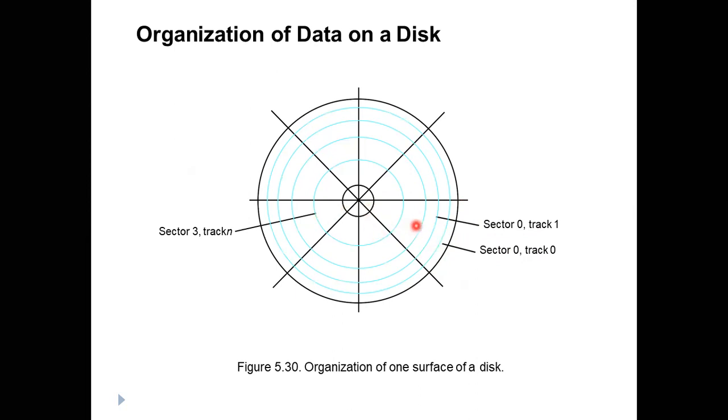Now, for example, if I say this is sector 0, this is sector 1, this is sector 2, then it will be called sector 3, where this will be called track N. If I consider track 0, track 1, track 2, and this is called track N, and this will be called sector 3. By this way, we are dividing the disk into tracks and sectors.